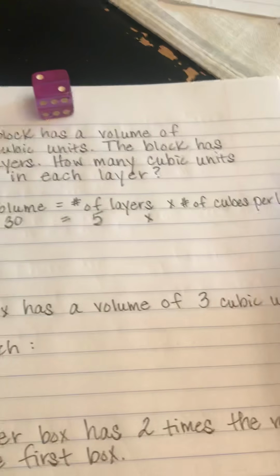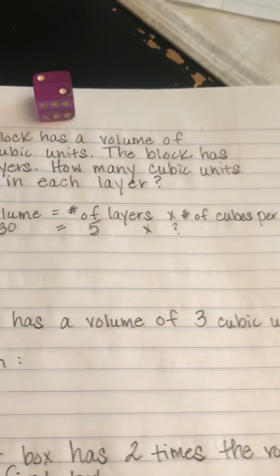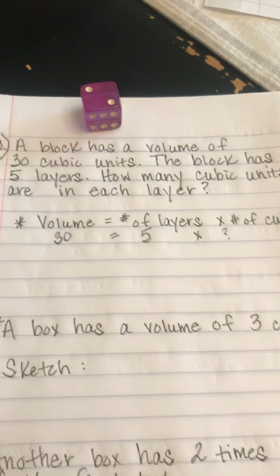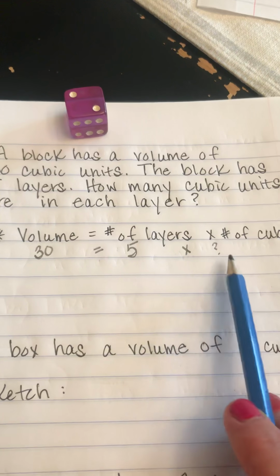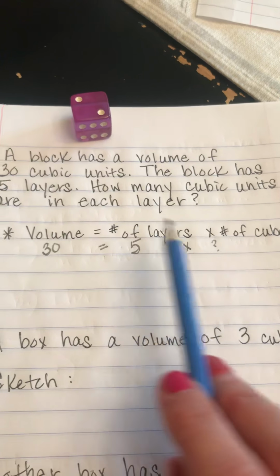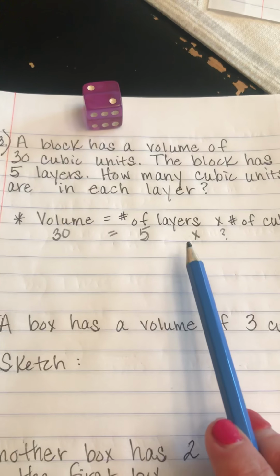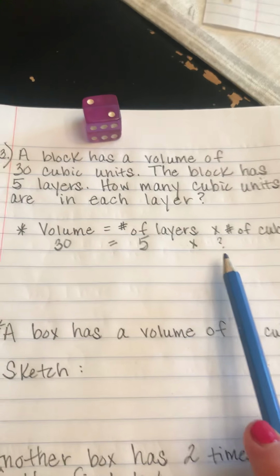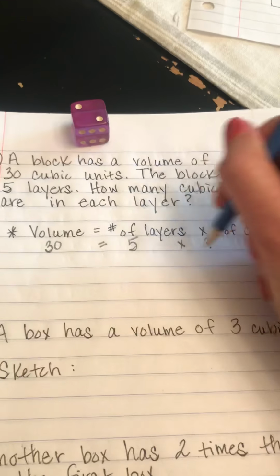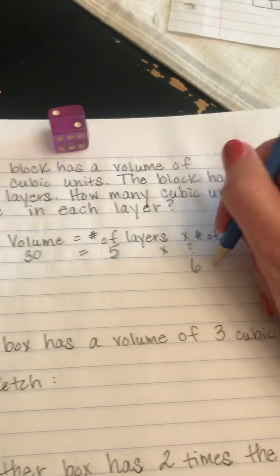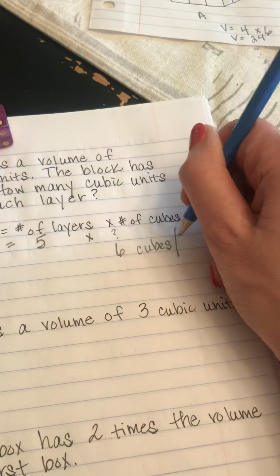The one we do not know is how many cubes are in each layer. So that is kind of our mystery number, our unknown. So we have to say, okay, well, 5 times something is going to give us 30. If you think to your basic facts, 5 times 6 will give us 30. So the correct answer here is there are 6 cubes per layer.